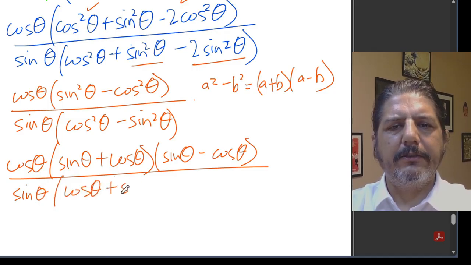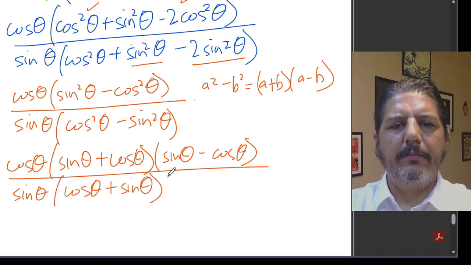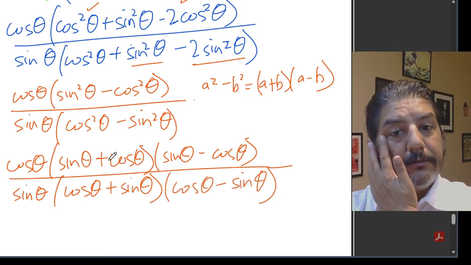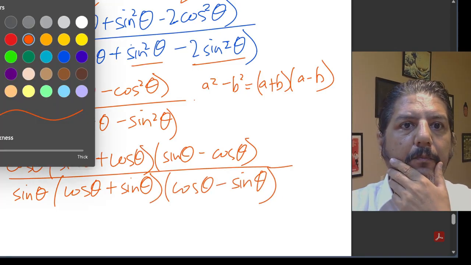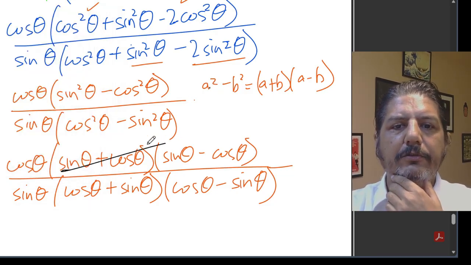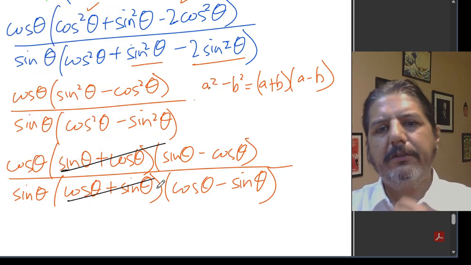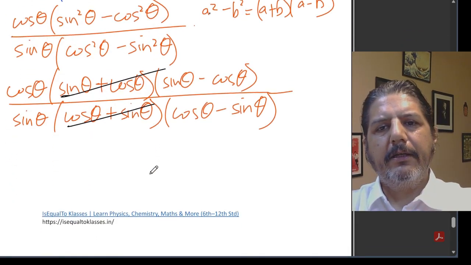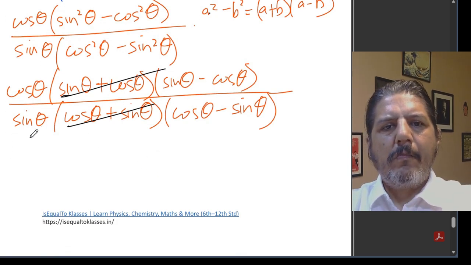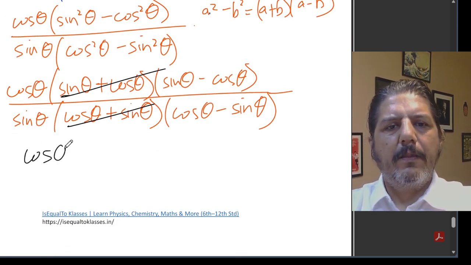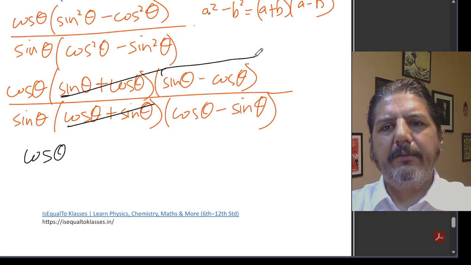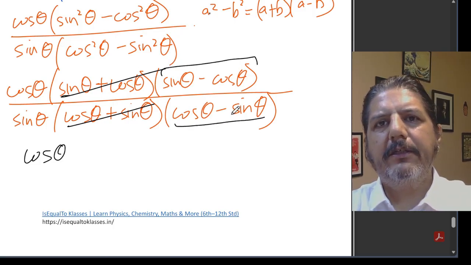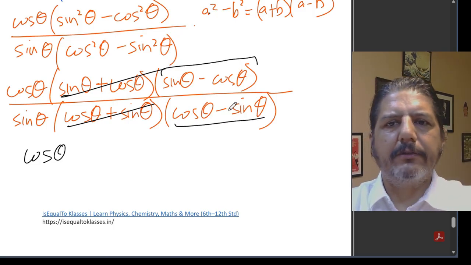cosθ plus sin⁴, multiplied by cosθ sin⁴. Now, if you look carefully, this sin⁴ plus cosθ will cancel with this cosθ plus sin⁴. And again, if you look carefully, this term sin⁴ minus cosθ and cosθ minus sin⁴ are the same. The only difference is the minus.